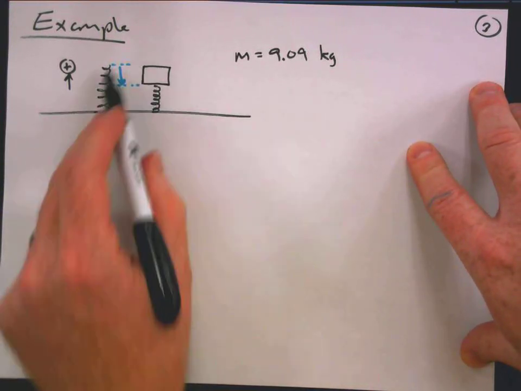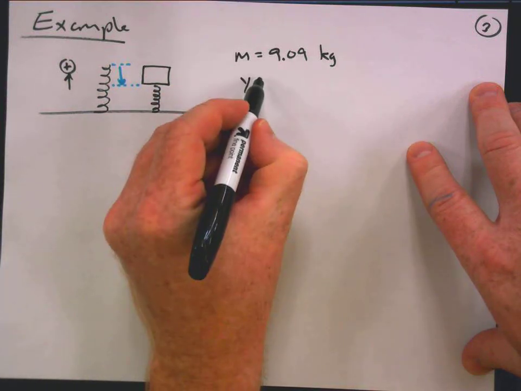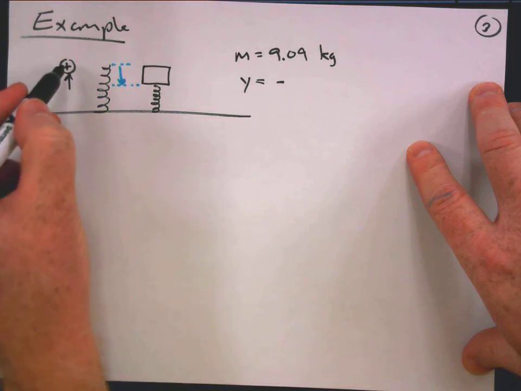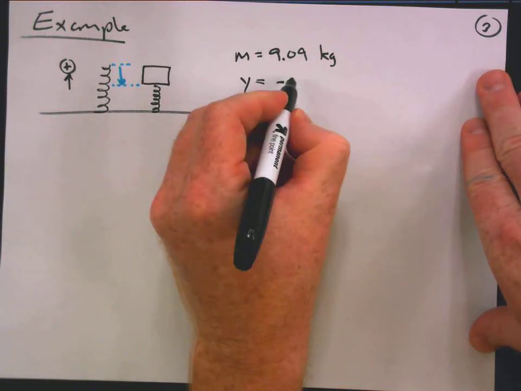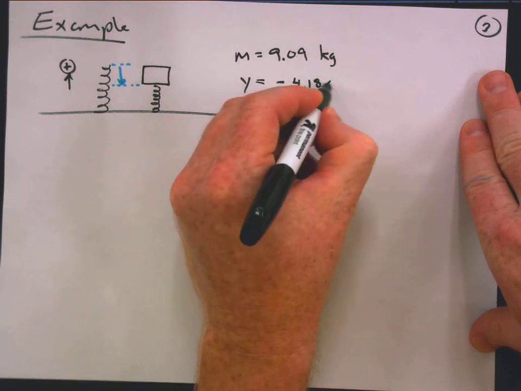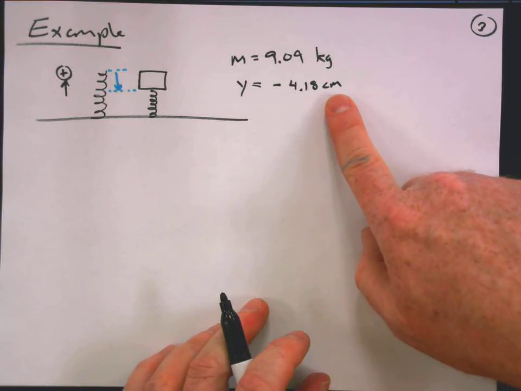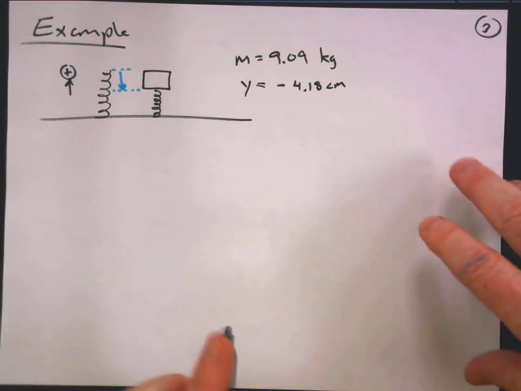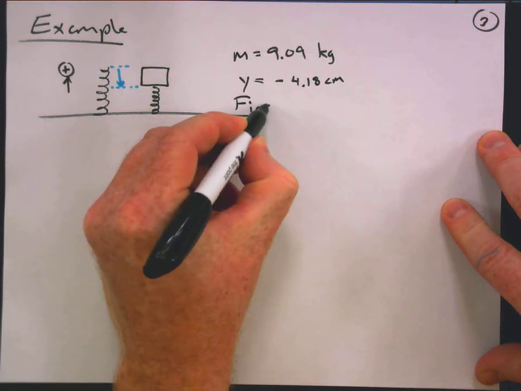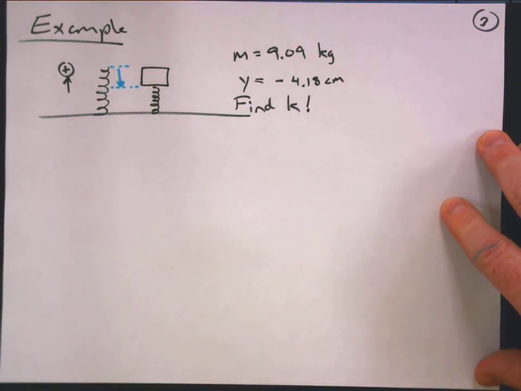And what is this displacement from resting length? Instead of x, I'll use y. It's in the downward direction, and since up is positive, this will be a negative displacement of 4.18 centimeters. Right away I might recognize that I'm going to convert that to meters. And my job is to find the spring constant, the value of k.